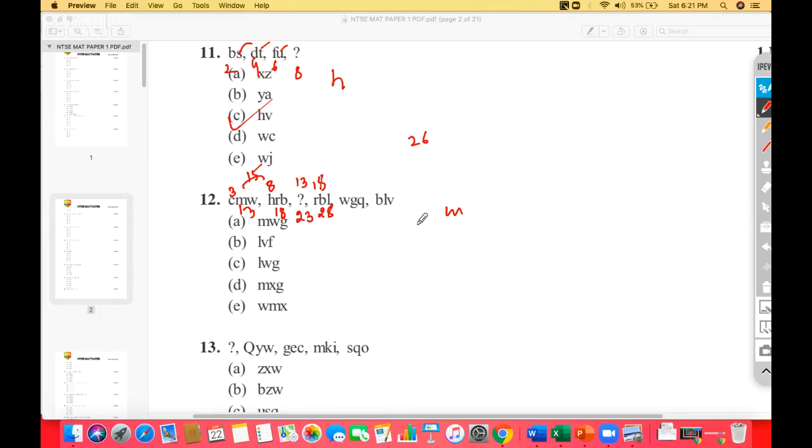So if T is 20, UVW. So MW, there is only one option, option A. So 12A is the answer. And 13. So 13, if you look at here, it tells me that... one second. Let me remove this and let me solve 13.